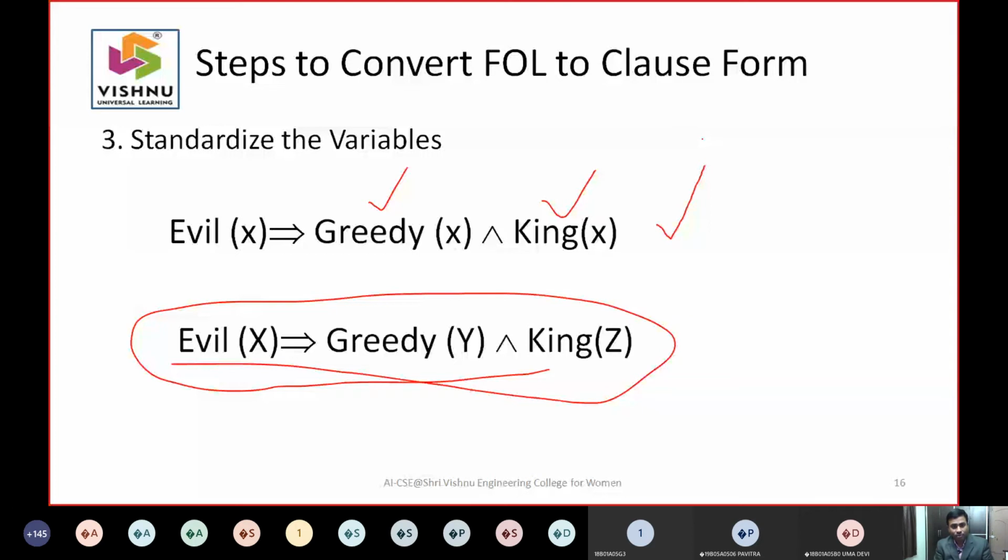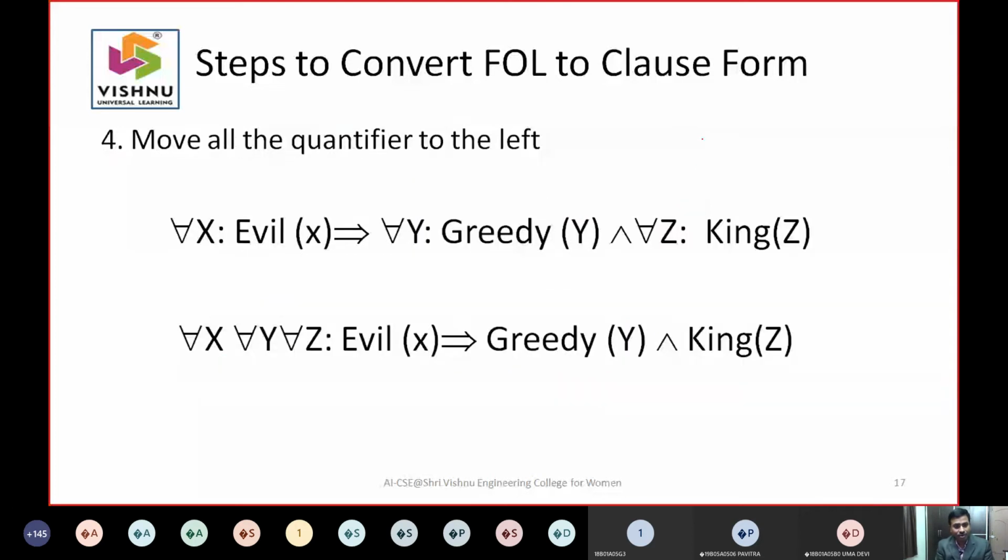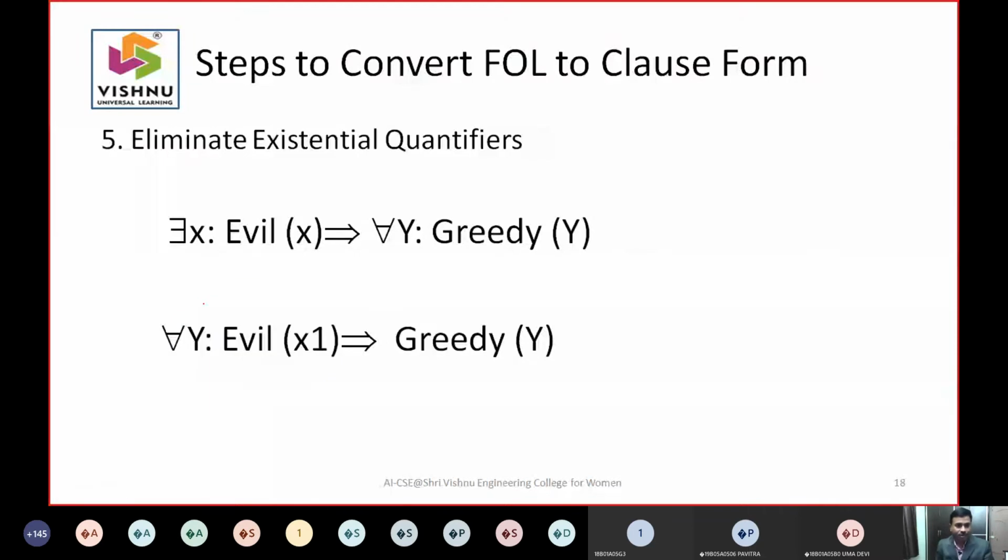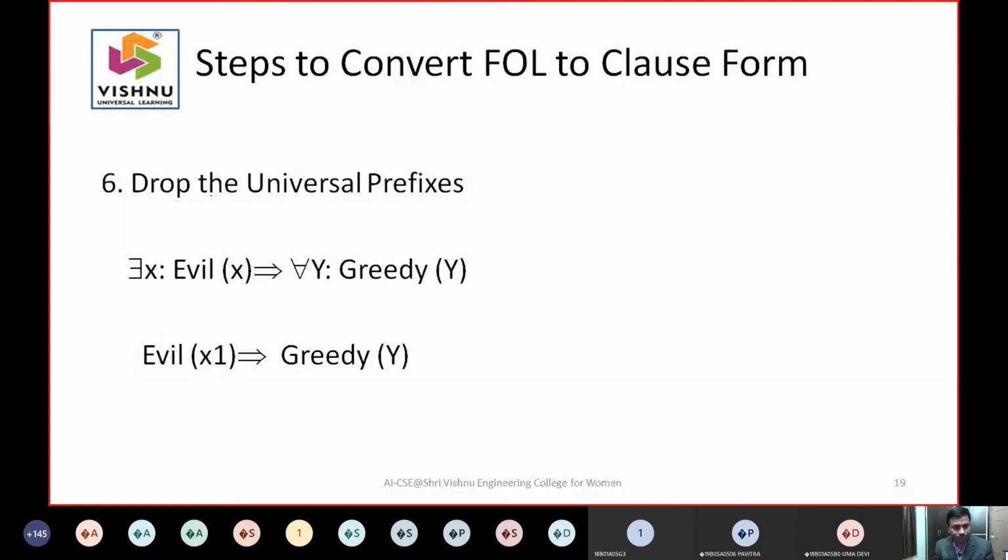So move all the quantifiers to the left. The reason is we just try to remove all these quantifiers at some point, whether it is a universal quantifier or an existential quantifier. For removing them, we will do this procedure. Replace the existential quantifiers by using a specific value. I can take Caesar or some other entity here and remove this part. And then we can remove the for all also. All the universal prefixes can be eliminated or dropped.